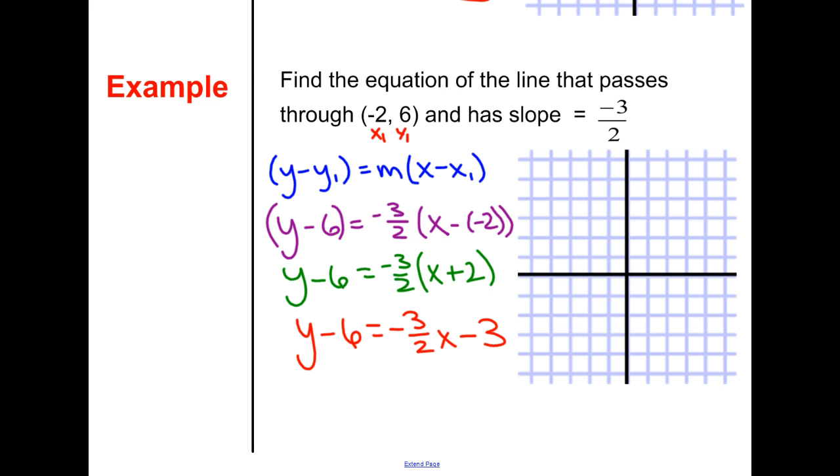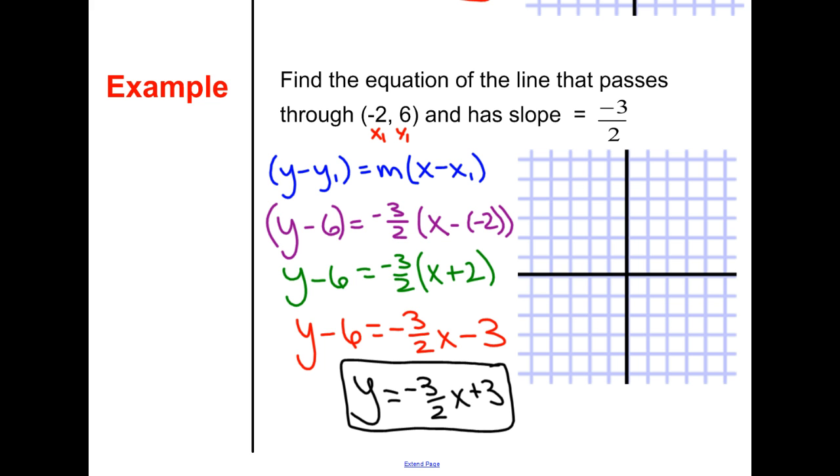Last step I'm going to do is add 6 to both sides. So we get y equals -3/2 x. Now I'm adding 6 to both sides to get rid of the -6 over there. So I'm going to end up with plus 3. Now one more time, I suggest you guys graph this just so you get some extra work on graphing.